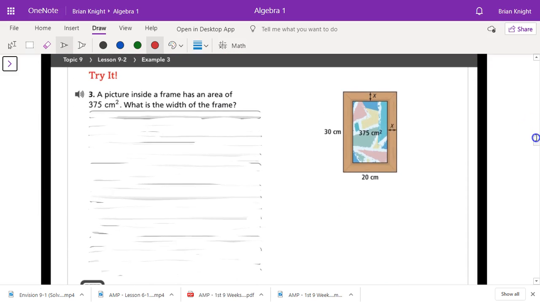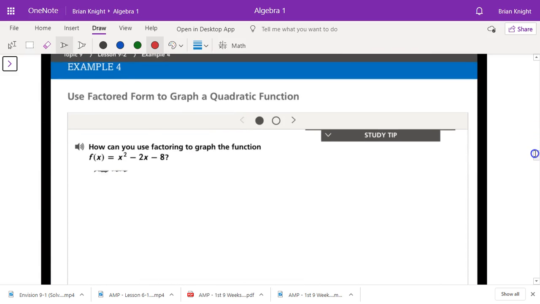Just to save time, they do have another one here. I'm going to show you, however, it's a little different this time because notice, what did they give you? They gave you the outside rather than the inside. So now, when you're trying to find this, you're going to say what? 30 minus 2x and then 20 minus 2x. And then you would work it out the same way. Okay? All right? So, let's try one more.